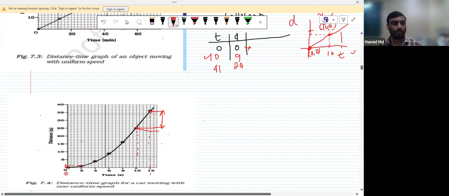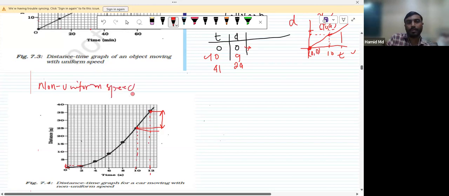Yes, sir. So in this graph, the distance covered in equal intervals of time is not equal. For equal time intervals, the distance covered is unequal, right? Got the point? So you may write non-uniform speed, and make this graph. Okay.